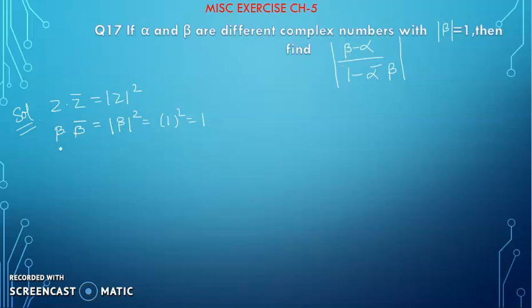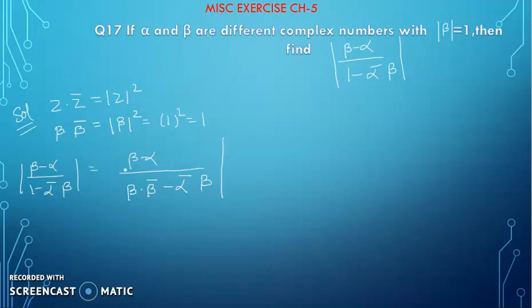Now what is given to us? We have to find the value of this: beta minus alpha upon 1 minus alpha conjugate beta. We have to solve this. This is equal to beta minus alpha upon, in place of 1 I will substitute this value. Are you following, students? In place of 1 I am substituting this value: 1 is equal to beta into beta conjugate. So beta into beta conjugate minus alpha conjugate beta, this is whole modulus.